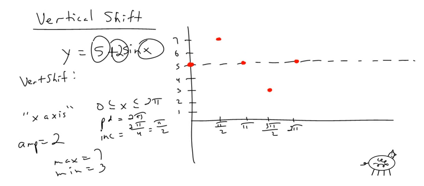And we just kind of fill it in. Remember, make it nice and smooth. So curve, let go, and then curve. And that's your graph. That's a vertical shift. Really simple. Really, really simple.